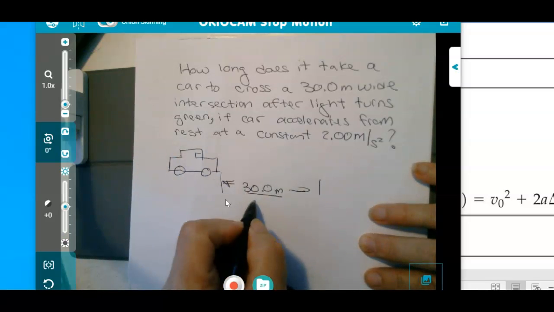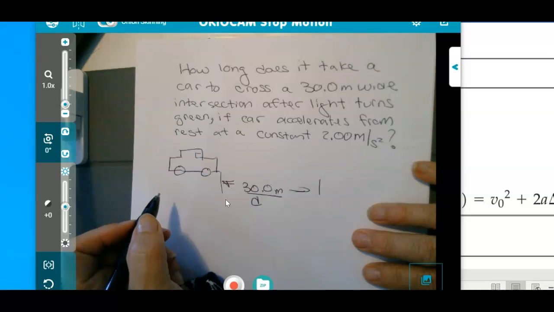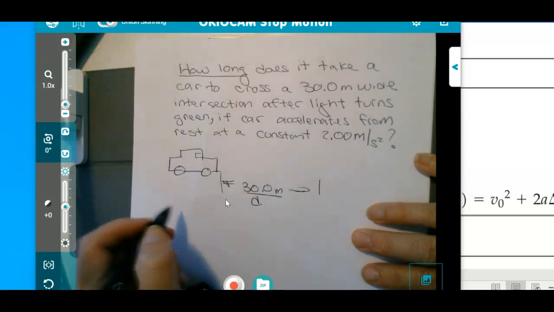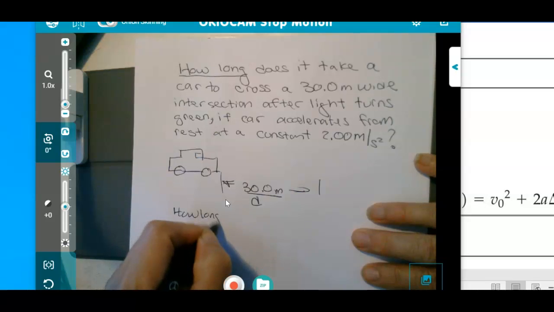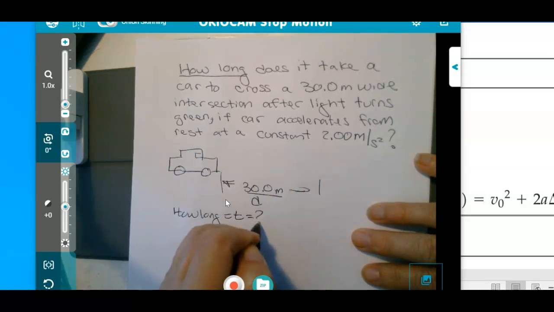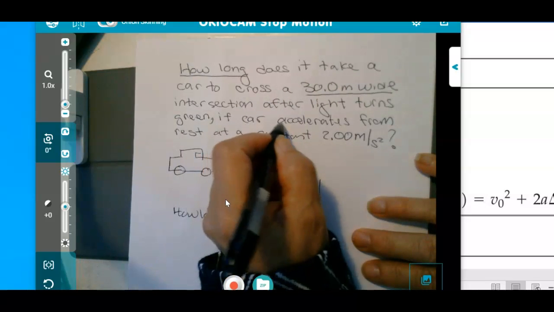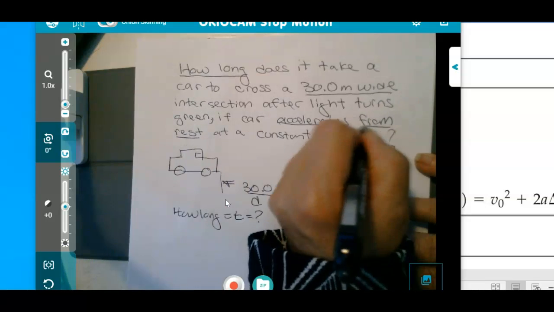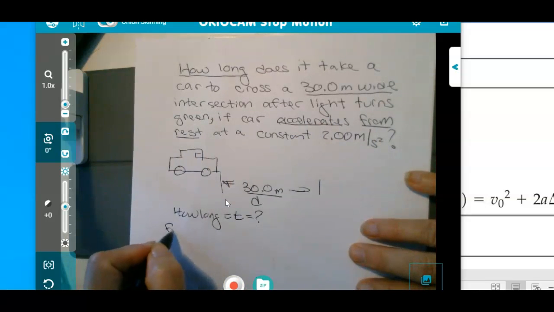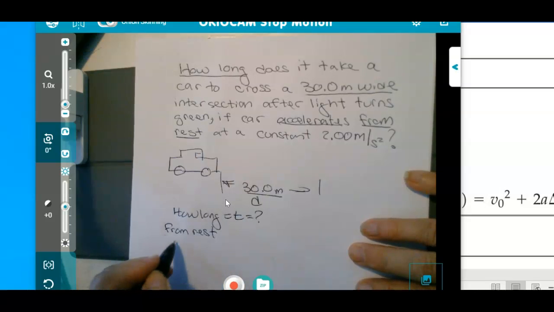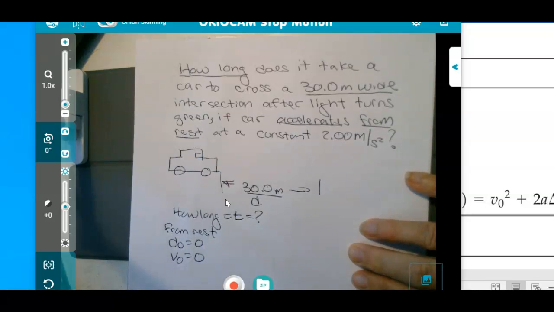And so that would be my d. And it says how long. So they're looking for some sort of time. And then we just recognize the 30 meters. And so then if the car accelerates from rest is a big deal. So we have from rest, so that means d0 is 0 and v0 is 0. Okay? And you have a constant acceleration, and we know that a is 2 meters per second squared.